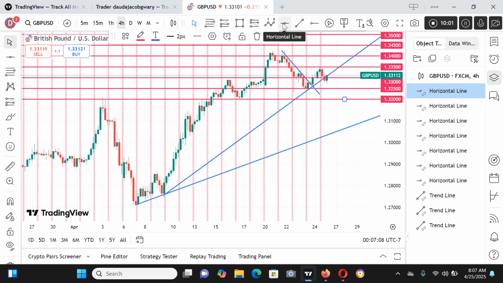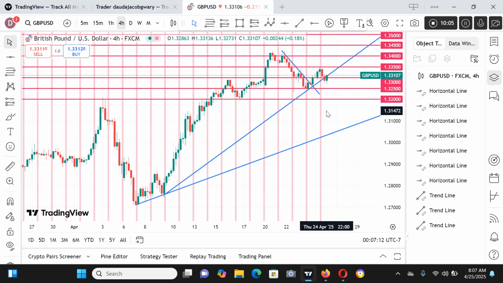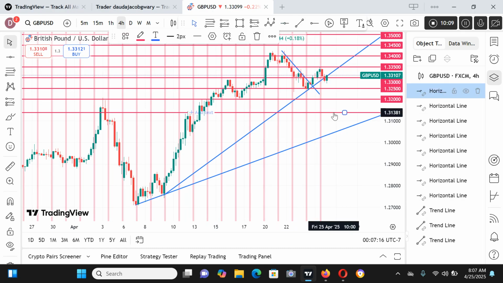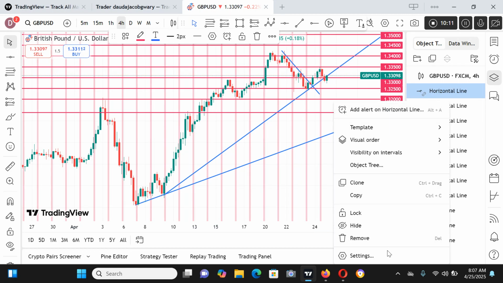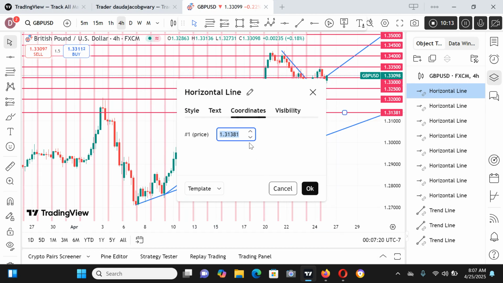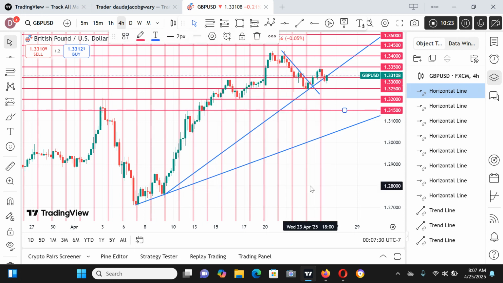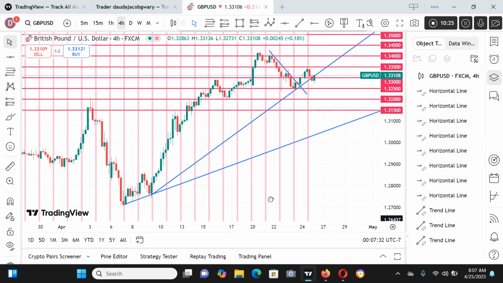The one below it should be 31500. I think if we plot this one, it should be okay. So you can see this is as simple as this. This is how to create psychological levels.